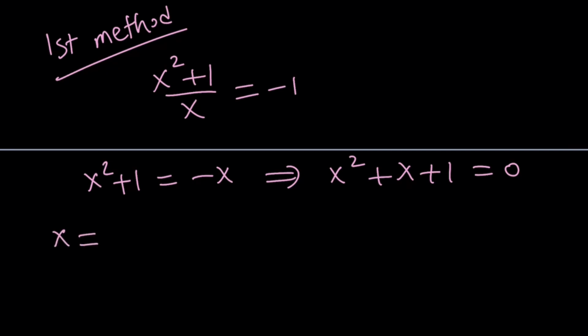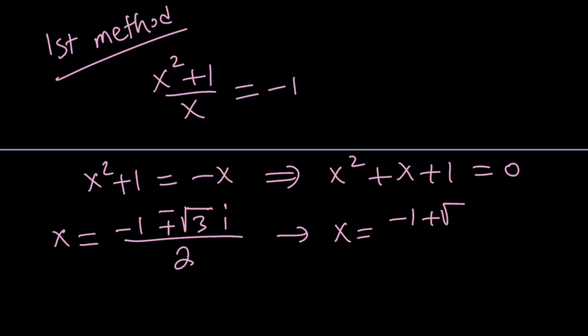x equals -b plus minus the square root of b squared, which is 1 minus 4. That will be a -3, so you can write it as square root of 3i, and that is divided by 2. So as you can see here, the roots are non-real. Suppose you go with the +1. It doesn't matter which one you use, but let's say you use the positive version.